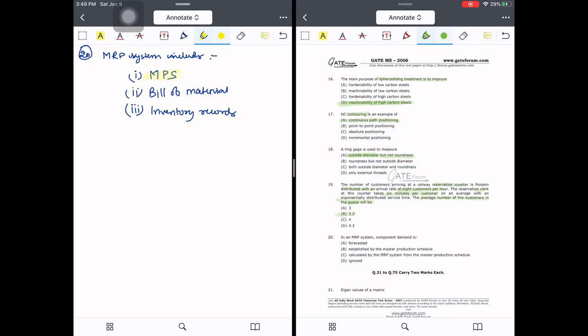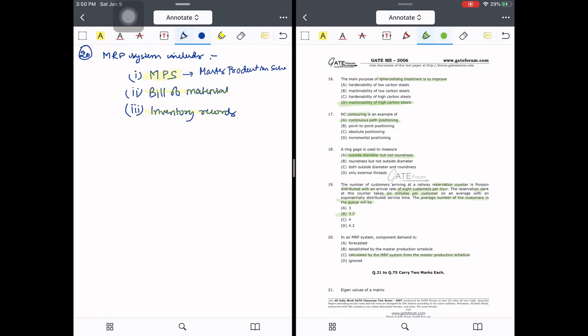Question number 20. In an MRP system, material resource planning, component demand is... So the MRP system includes MPS, I think material price schedule, then bill of material BOM and inventory records. Okay, so what is the component demand? The component demand is calculated by the MRP system from the master production schedule, I'm sorry, MPS.